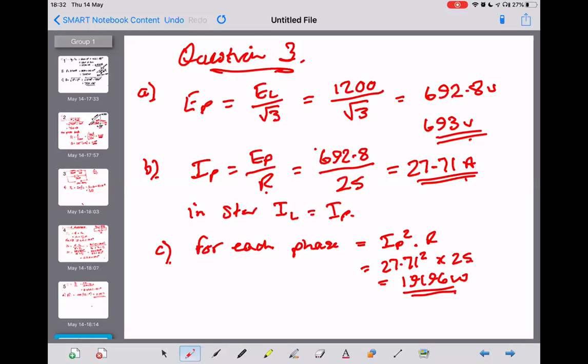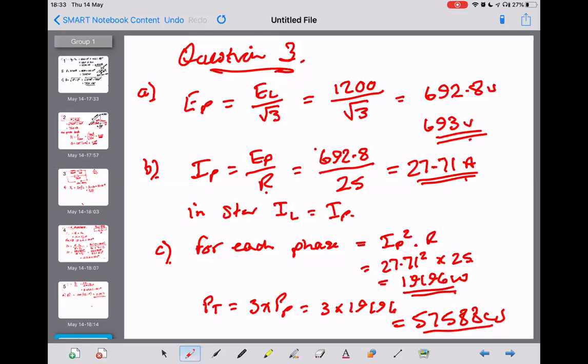For PT, the total power, I just did 3 times PP. So obviously 3 times 19196, and that's given me 57588 watts. That seems like too much to me. I think you're putting an extra 7 there. 57,588.